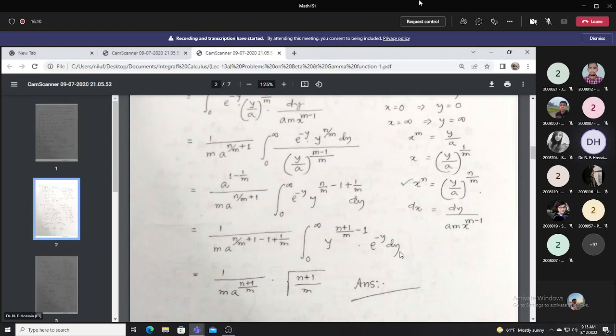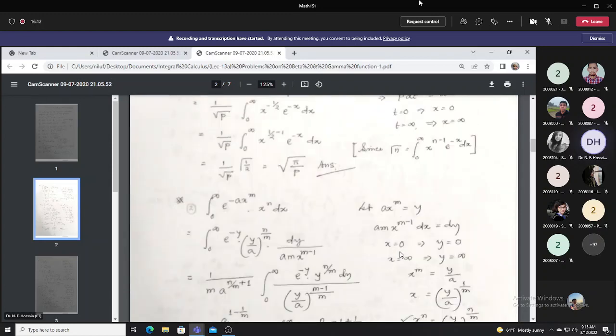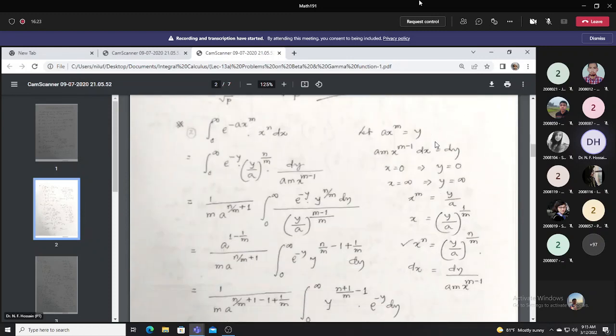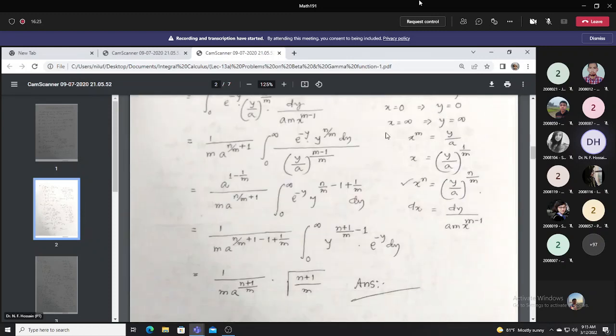So it goes to the formula, this formula: gamma n equals to this. Here in place of x we have the variable y, and in place of n we have n plus 1 divided by m. So it must be gamma of n plus 1 by m. And this is the thing coming as a constant factor. Okay.